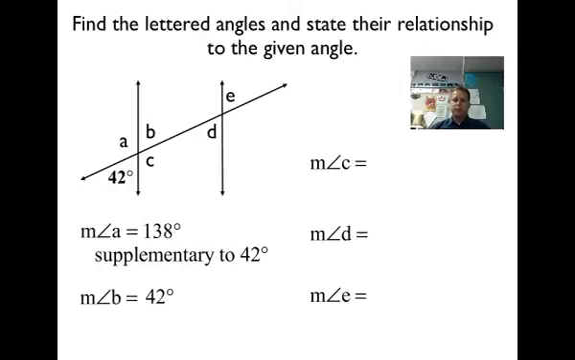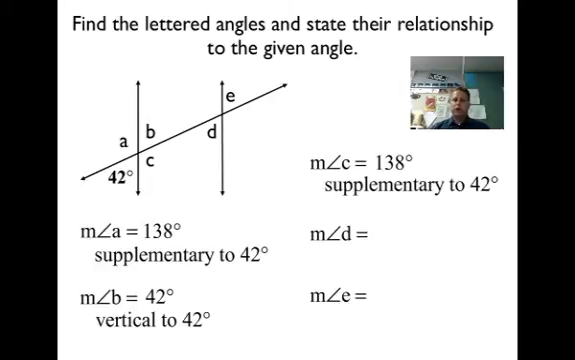C, it's adjacent to 42, and 180 minus 42 is 138. You could have also said that it's the opposite or the vertical of A, and I would accept that as long as you said that it's opposite vertical of A, not just it's the opposite, because we're looking at 42 here. D's kind of a tricky one. People have trouble with that.